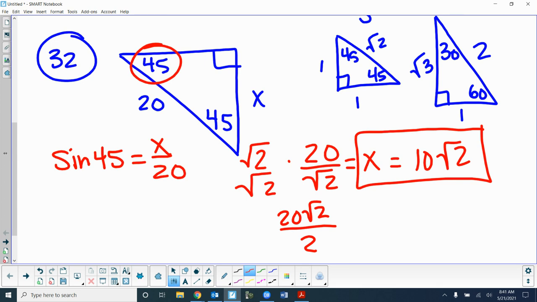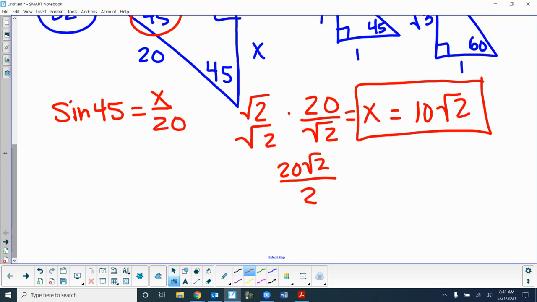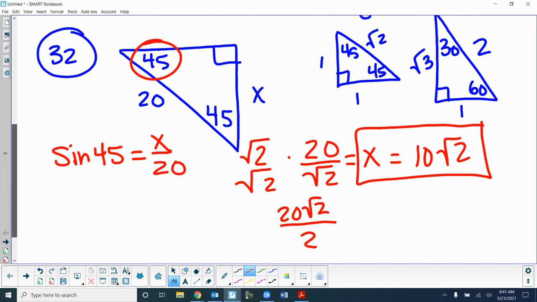Your choices are going to be in radical form. So that's my suggestion, to do it like I did. Divide by the square root of 2. Any questions? Is there going to be an extended response? No, it's all multiple choice.